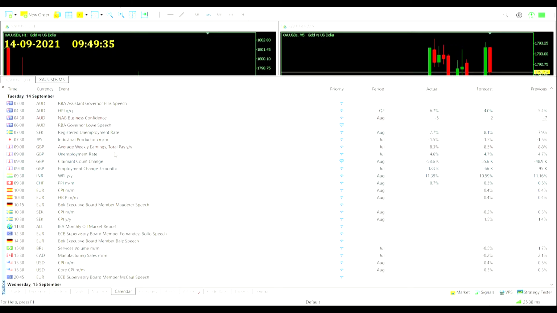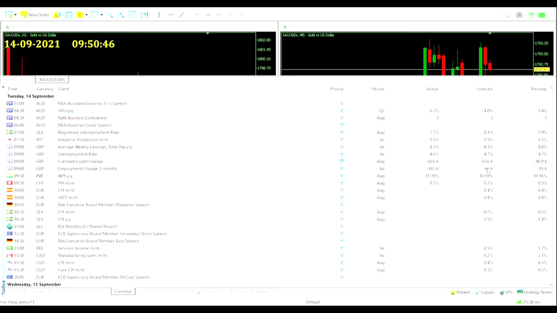9 o'clock employment numbers coming out of the Great British Pound, which don't look too bad for them. Yes, the year-on-year average weekly earnings is down a little bit, 8.8 previous, 8.3 actual, but otherwise these don't look too bad. Unemployment rate 4.6% against a forecast of 4.7. Claimant count for unemployment benefits, they thought that was going to go up by 55,000 people, but it's dropped by 58,000 people.